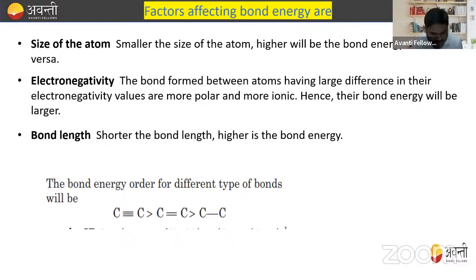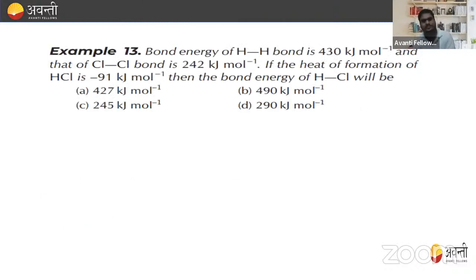Next, the bond energy order of the different types of bonds will be like: triple bond having the most, then second the double bond, and like this. Okay. Now, question 13. This one is very, very important, right? So this is also a very important question.